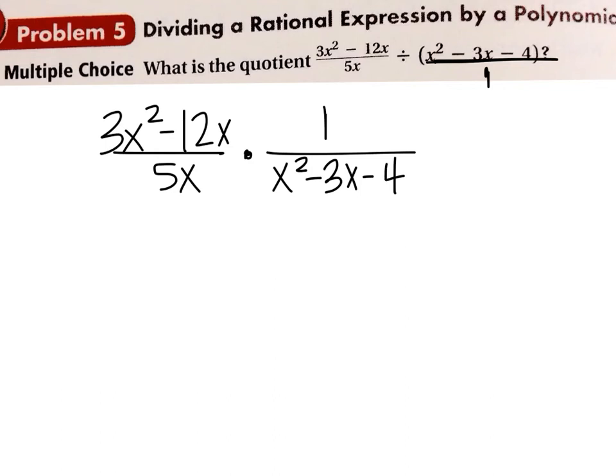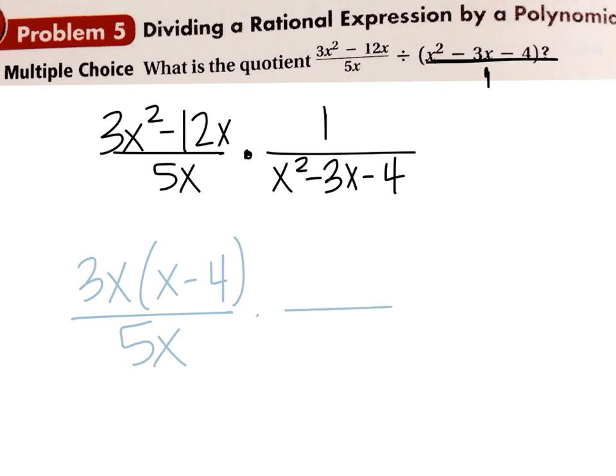And now we want to factor. So top left, I see a 3 will come out. That's a GCF. And I also see an x. And that leaves me with x minus 4. Bottom left, I can't do anything. Top right, I can't do anything. Bottom right, it's a quadratic trinomial, so I'm going to do x and x. They have to be different signs, and the bigger number has to be negative. So how about 4 and 1?